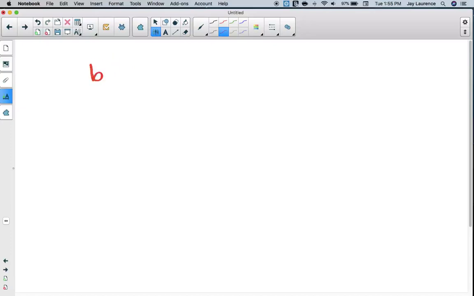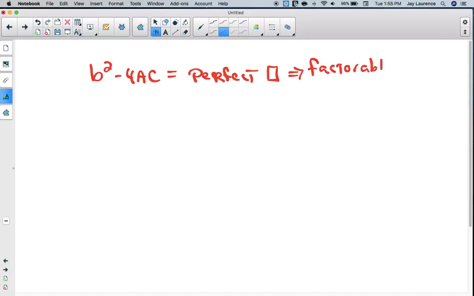All right. If b squared minus 4ac is equal to a perfect square, we know it's factorable, right? We know that. And that's actually more powerful than that. It's going to give us two rational solutions. They'll be real numbers, and they'll actually be rational if it's factorable.